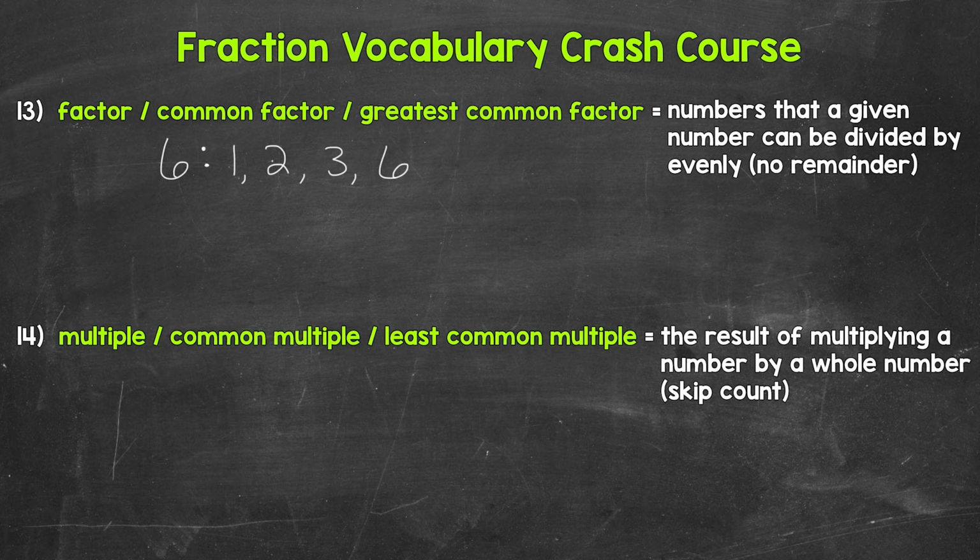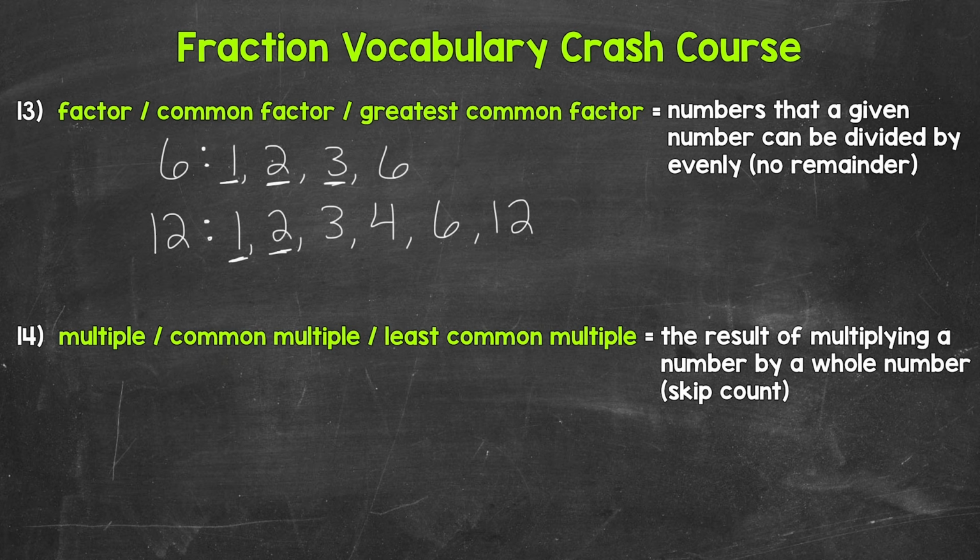Now let's take a look at the factors of 12. The factors of 12 are 1, 2, 3, 4, 6, and 12. So looking at the factors of 6 and 12, let's move over to common factors now, which are just factors that numbers share. So between 6 and 12, 1 is a common factor, 2 is a common factor, 3 is a common factor, and 6 is a common factor. So again, common factors are just factors that numbers share.